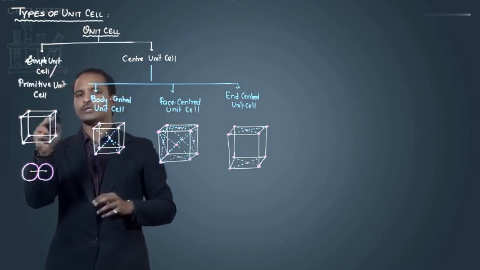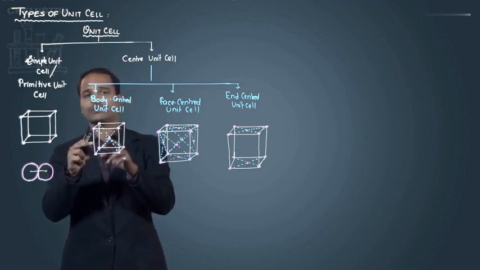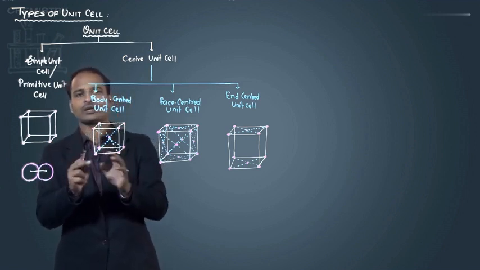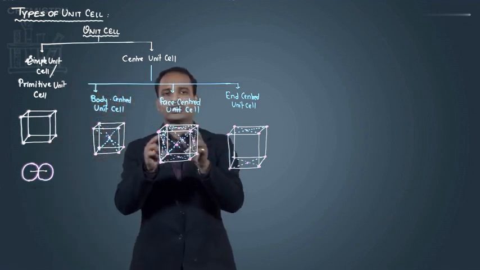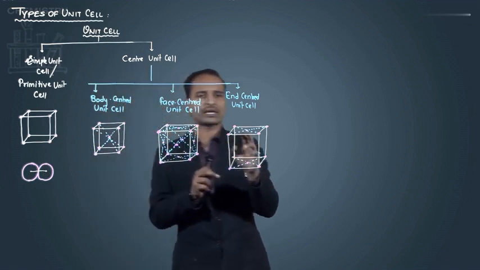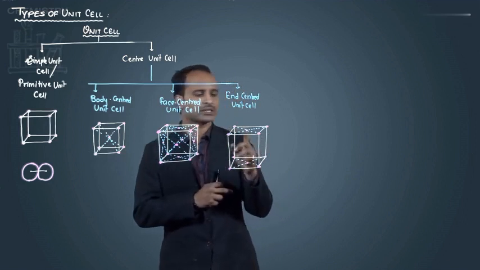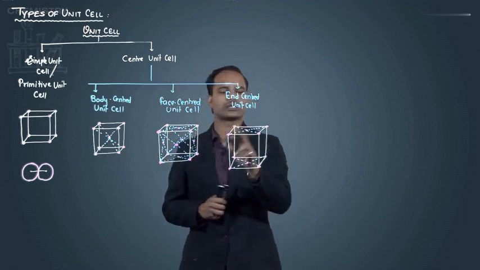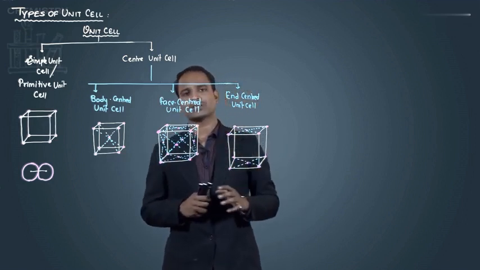So the particles present on the corners touch each other. Here the particle which is present at the center touches all the other 8 particles. Each face center particle touches the corner particles of the same face, and in end center, any 2 opposite faces. And the particle at a face center touches the corner particles of the same face.